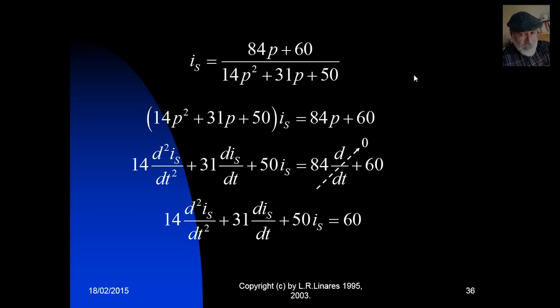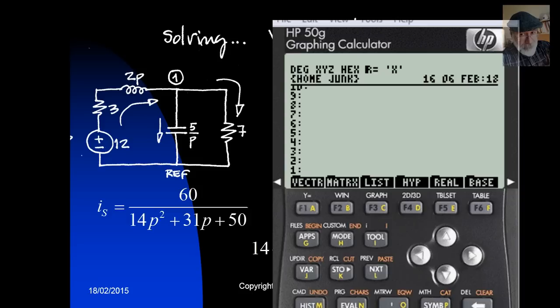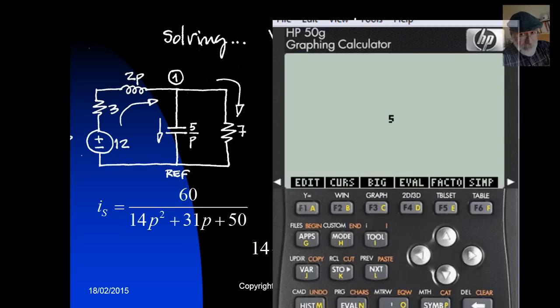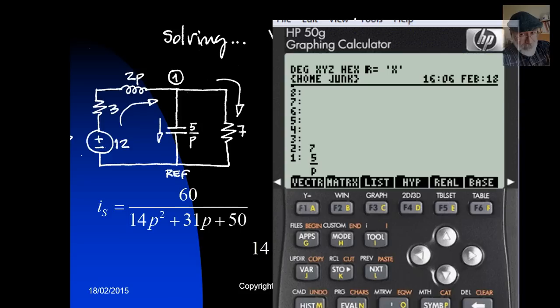In reality, I would have solved that circuit completely differently. You see, I better show you. I would have rather just found the equivalent impedance seen by the source and divided 12 volts by that impedance. Let's do just that. I begin typing in the impedance 7 and the impedance 5 over p using the equation writer. And then invert the first one, swap, invert, addition, and invert. That is the parallel impedance on the right.